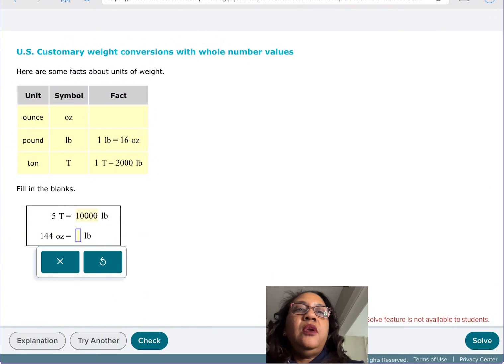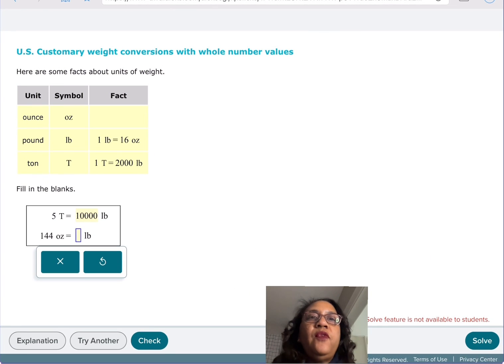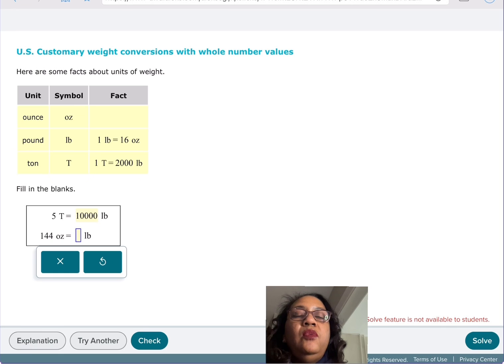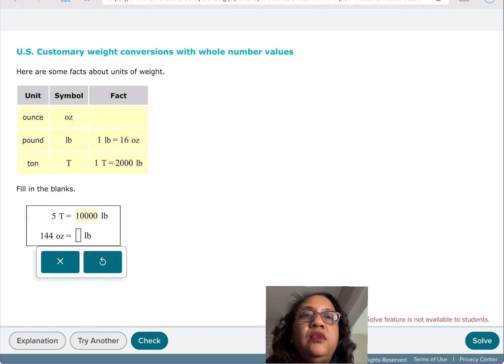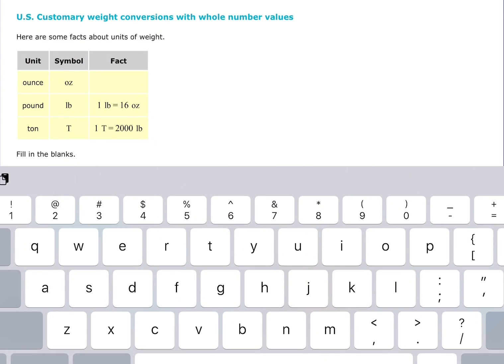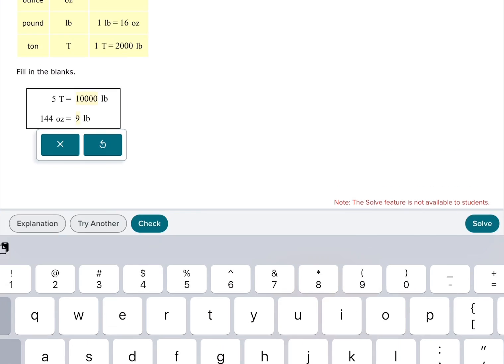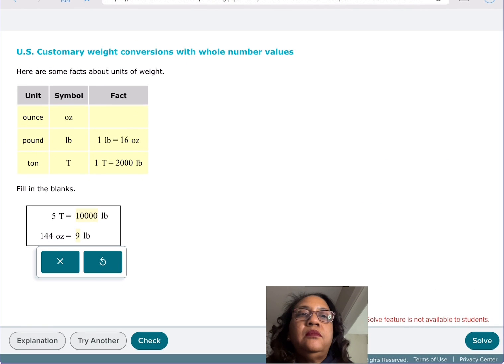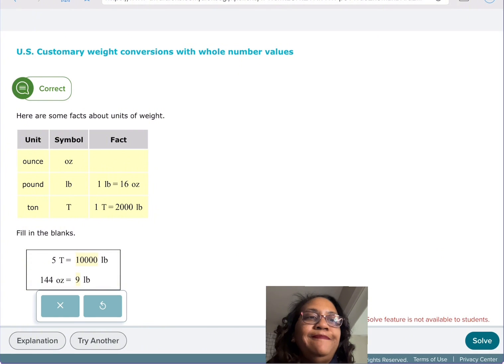And then we're gonna go from 144 ounces to pounds. So if there is 1 pound in 16 ounces, then we're going to end up with a smaller number, okay? So 144 divided by 16 gives you 9 pounds. Okay?